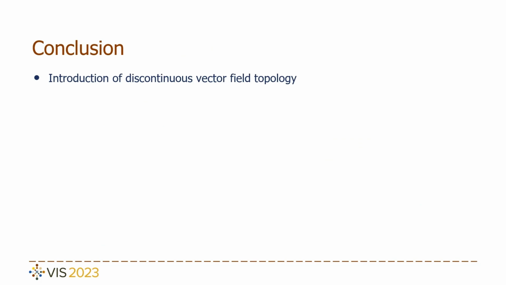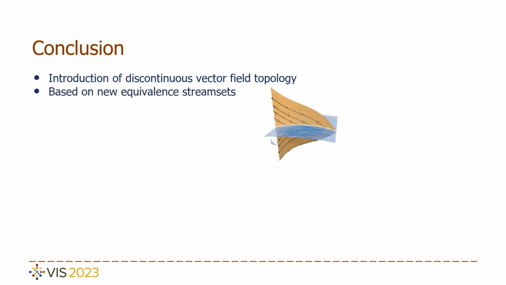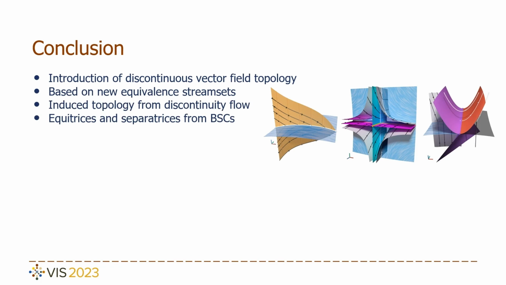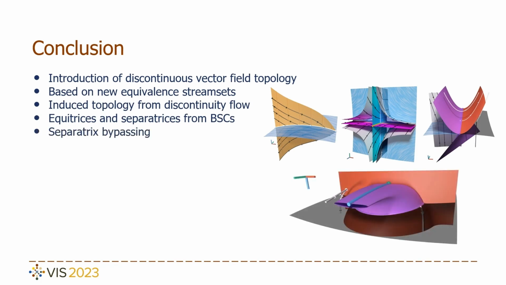We presented an extension of the visualization of vector field topology to discontinuous vector fields, based on equivalence classes and stream sets. We introduced the topological structures induced by the discontinuity flow and the boundary-induced equitrices. Furthermore, we explored how these findings relate to traditional vector field topology.